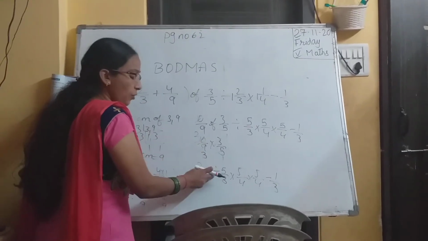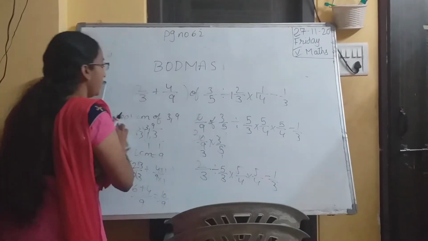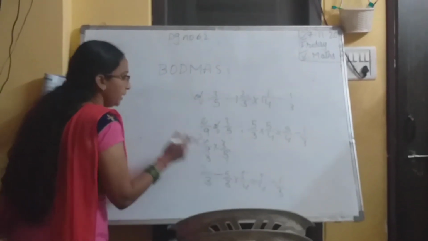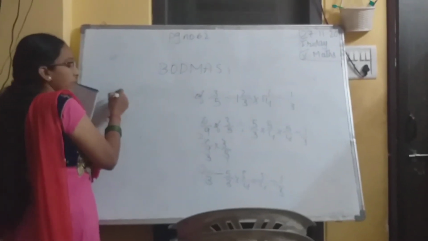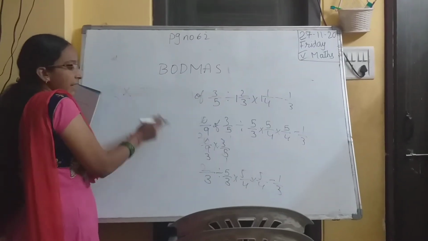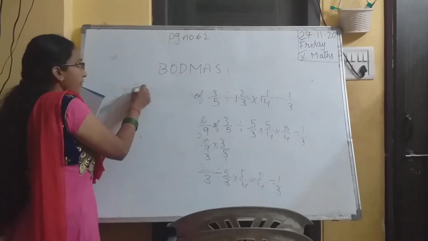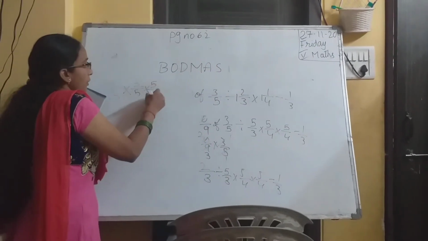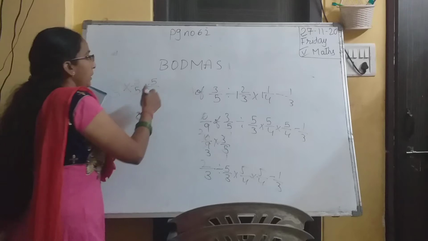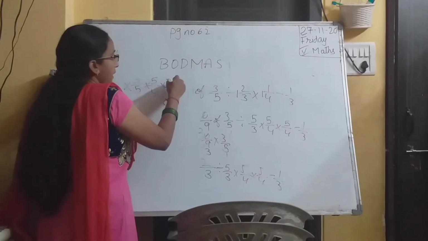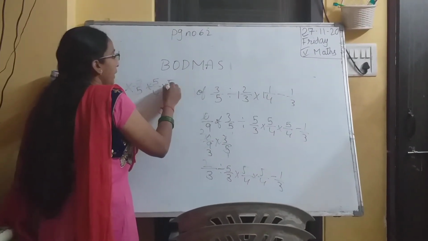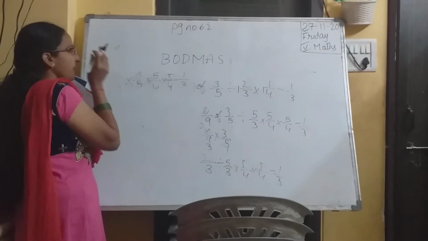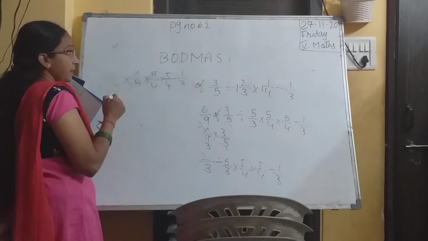Of is over. Now we are going to division. Remove division sign. So what you are going to do? 2 by 3 division, I told you. First you have to put multiplication and write the reciprocal. 3 by 5. Okay. 2 by 3 into 3 by 5 into 5 by 4 minus 1 by 3. Okay. See. 3 3 gets cancelled. 5 5 gets cancelled.